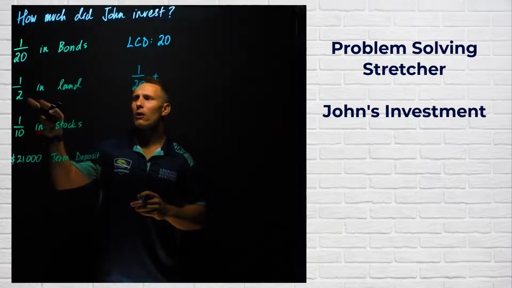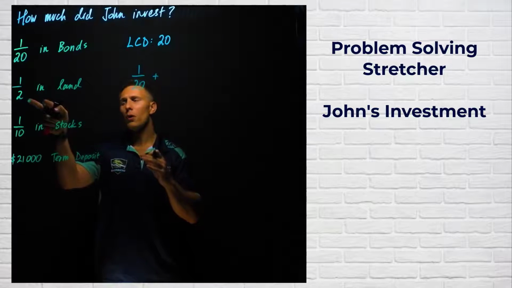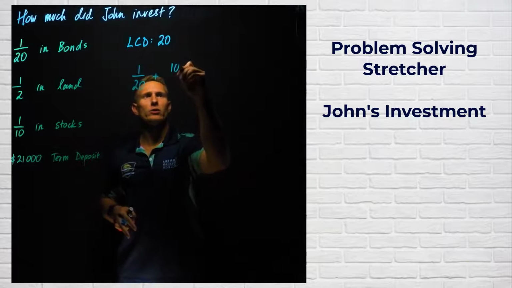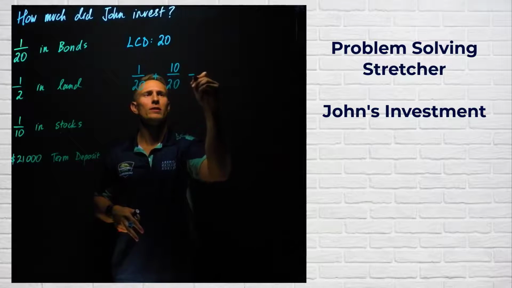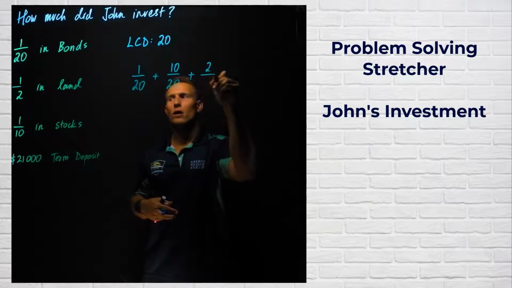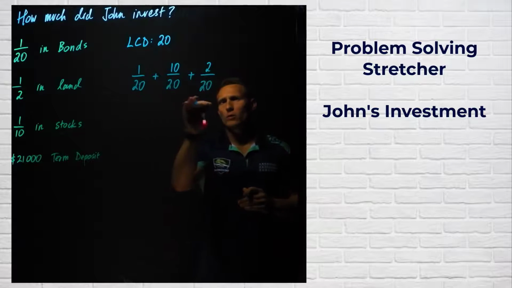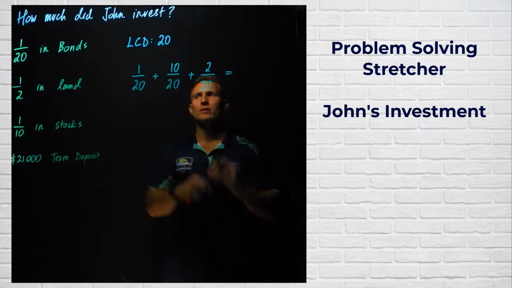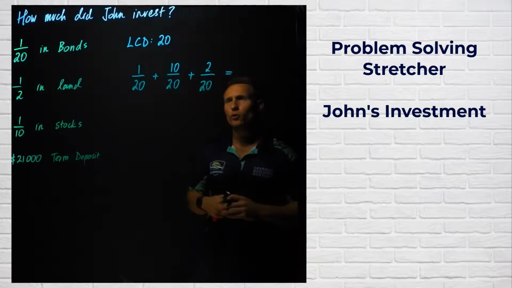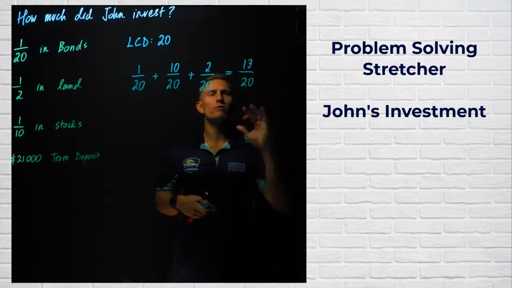Now in order to get our denominator here of 20, we need to multiply the fraction by 10. So an equivalent fraction is going to be 10 over 20. And for 1/10, an equivalent fraction is going to be 2 over 20. Okay, so now that we've got a common denominator, we can add the numerators together. 1 plus 10 plus 2 is 13. So we have 13 out of 20.